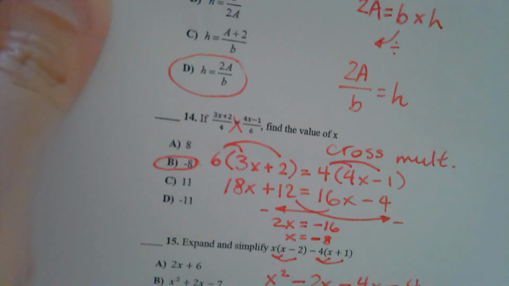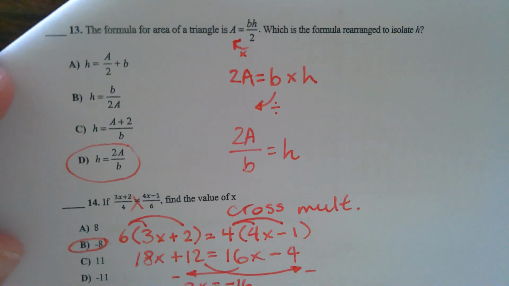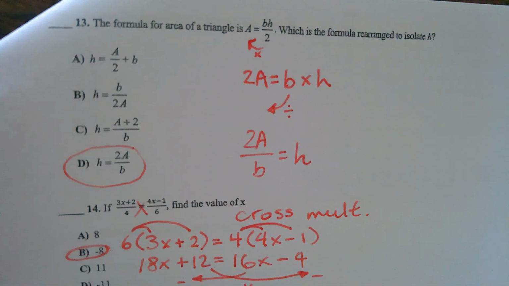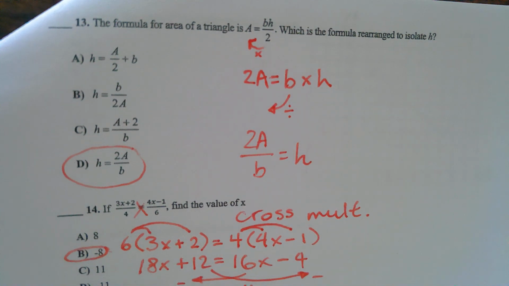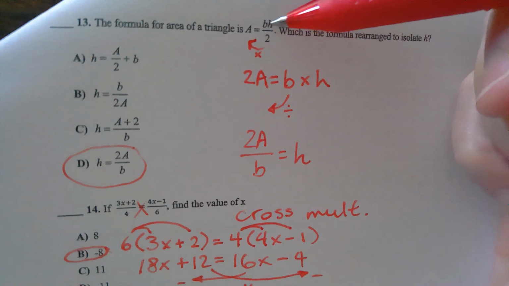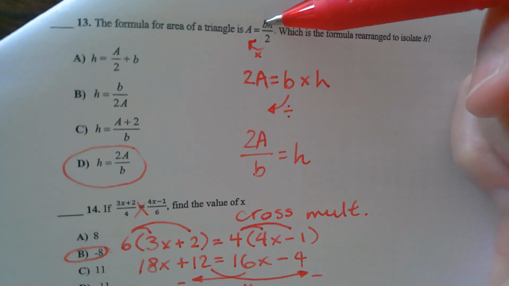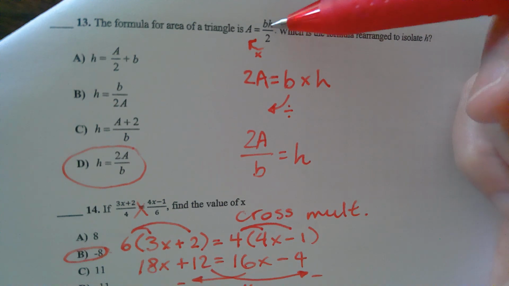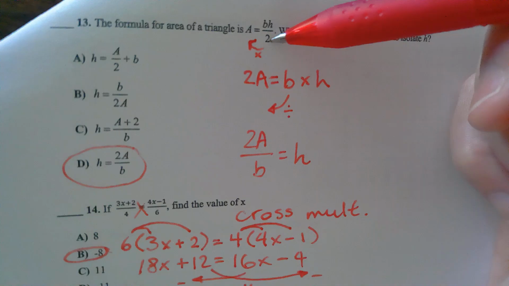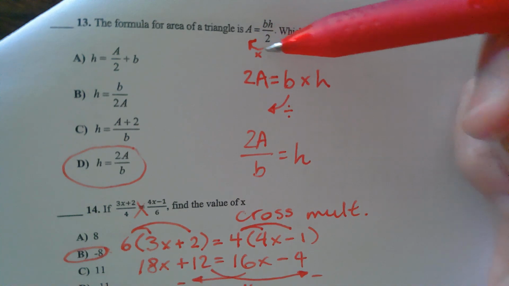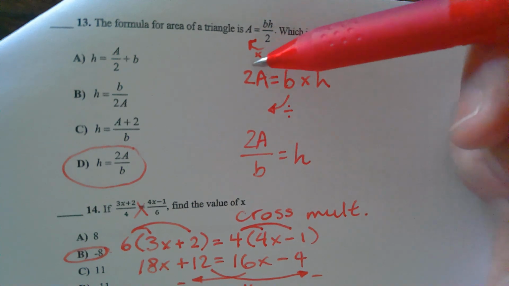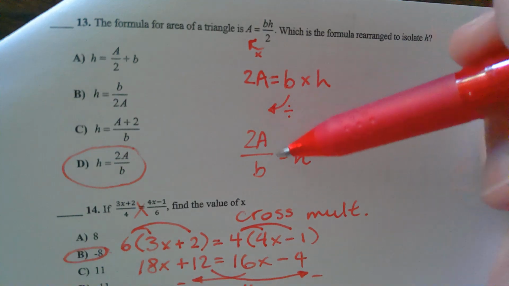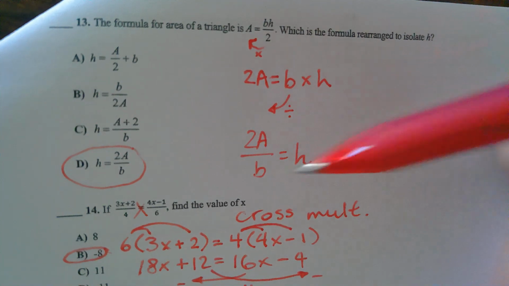All right, number 13. We're isolating the variable h. Okay, so we want h by itself. That means we have to move away the b and the 2. It doesn't matter which one we move first. So in this case, I'm multiplying the 2 first, so 2a, and then I'm dividing it by b. So then my final answer, 2a over b.